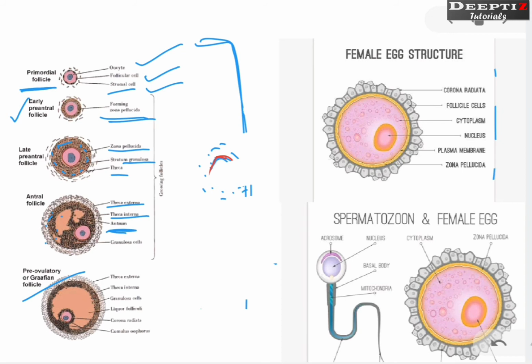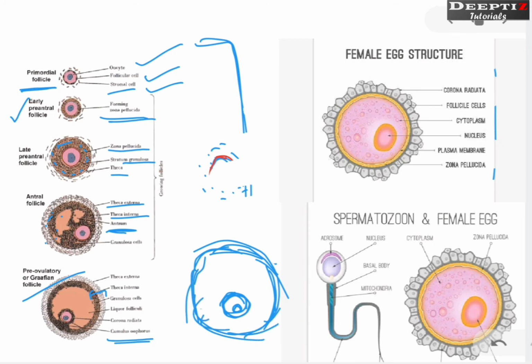And there is one more term which is given, cumulus oophorus. This is very important. Suppose this is a graafian follicle outer wall and all these outer layers, and this is the oocyte. Now there is a connection by which the secondary oocyte is attached to the graafian follicle's outermost layers. This attachment is what we call cumulus oophorus.